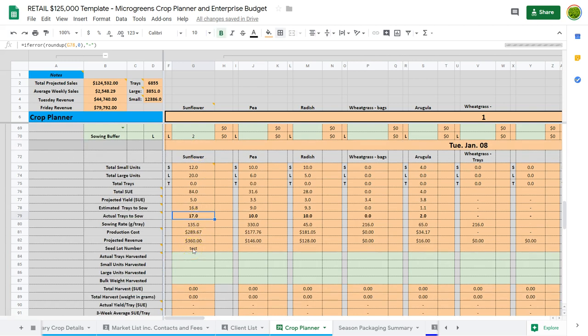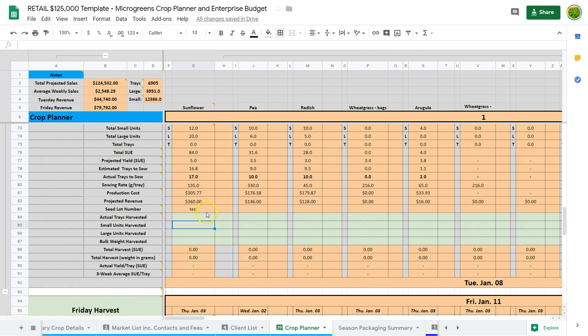Another thing that's good to put in here is your seed lot, so you know all the time which lot of seed you're using. And this is really good in terms of tracing anything if you have to do a recall or anything. Later, when you've done your harvest, you can put your harvest details in here, and it'll start calculating your actual harvest and some of your averages. So this is important information for tracking how accurate your model is, how accurate your projected yield is, and over time you can change your yield if you're finding it's not accurate.